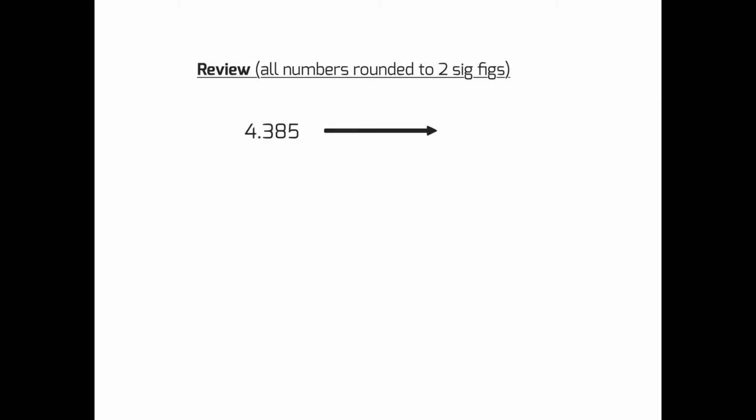Let's do a quick review of what we learned. For all of these examples, we're going to round to 2 sig figs. For 4.385, we count off 2 sig figs, and now we're looking at the next number, which is an 8. Because that 8 is bigger than 5, we're going to round this 3 up to a 4. And what we get is 4.4, which has 2 sig figs.